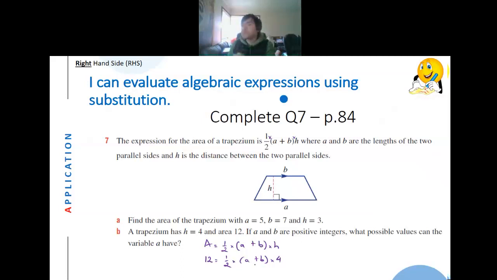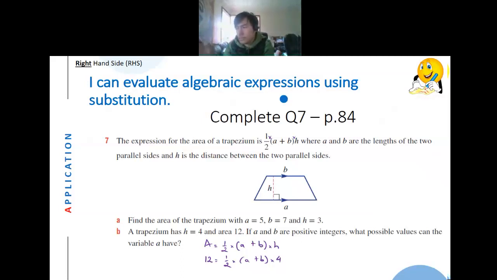So for this one, what you can do is try out different numbers for A and B and see if it would give you 12 as the answer. Another way that you can do this is by using a little bit of a trick. And the trick is, because we have half multiplied by the brackets multiplied by the 4, we are going to ignore the brackets for now.